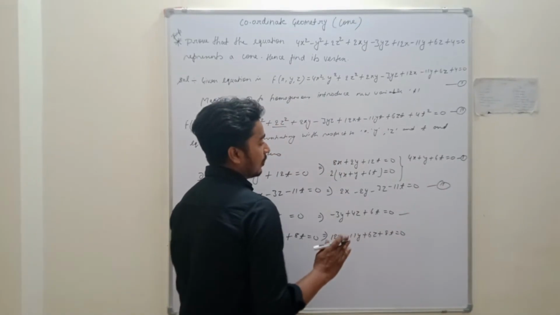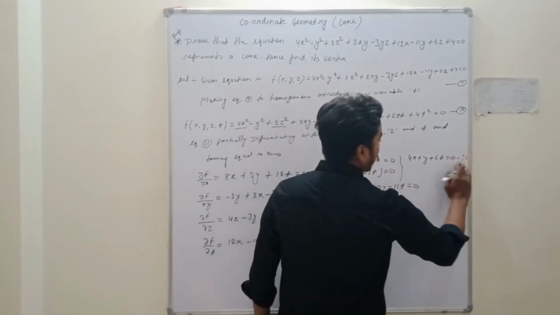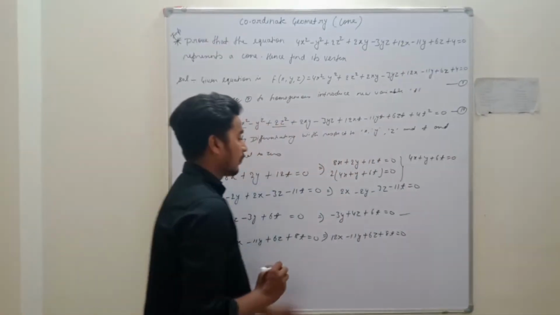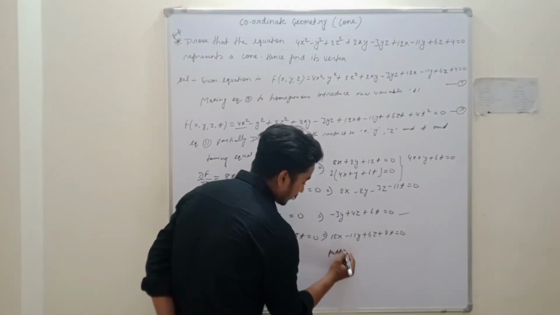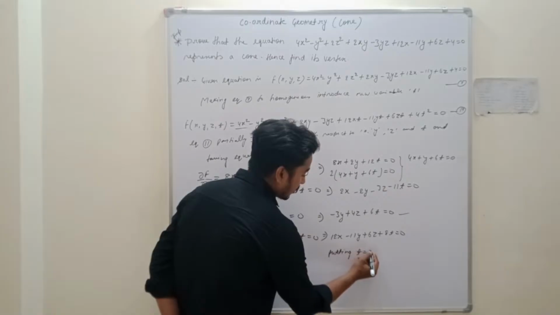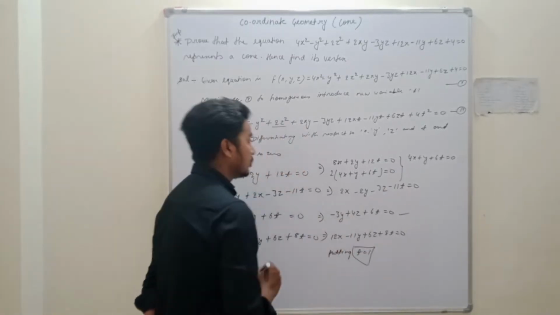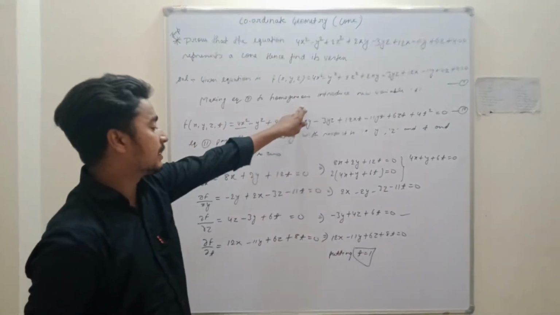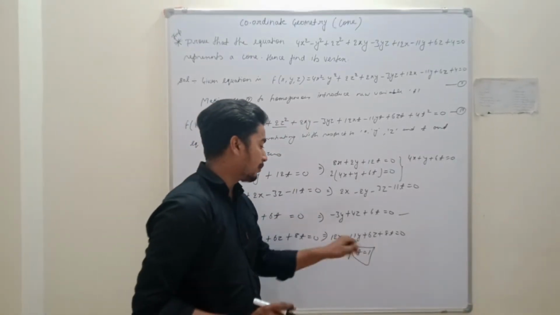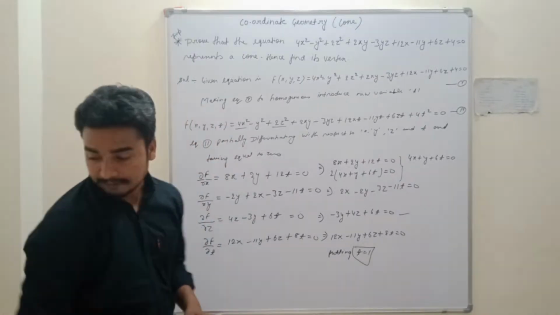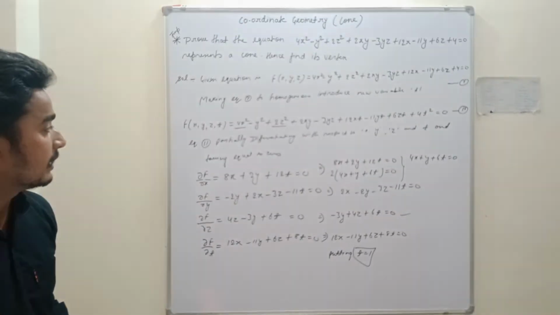Once again we have to take the equation from here. We have to put t is equal to 1. Making it homogeneous, we have to introduce a new variable t, and in each equation we have to put t is equal to 1, and then further we have to proceed here once again.